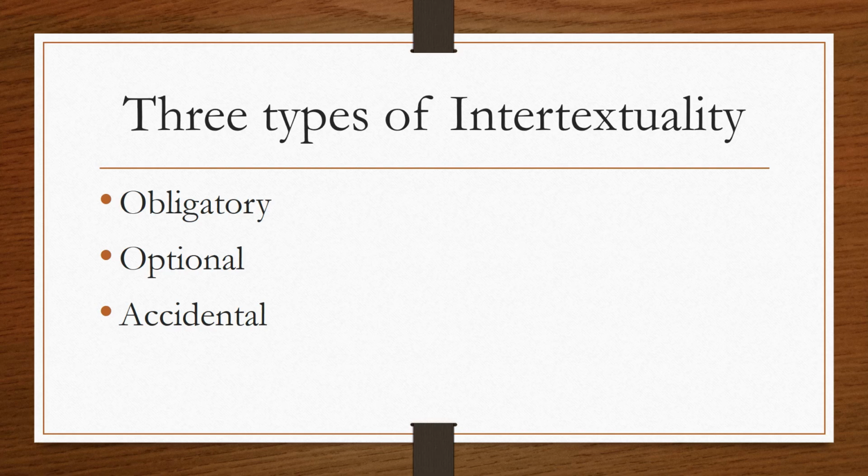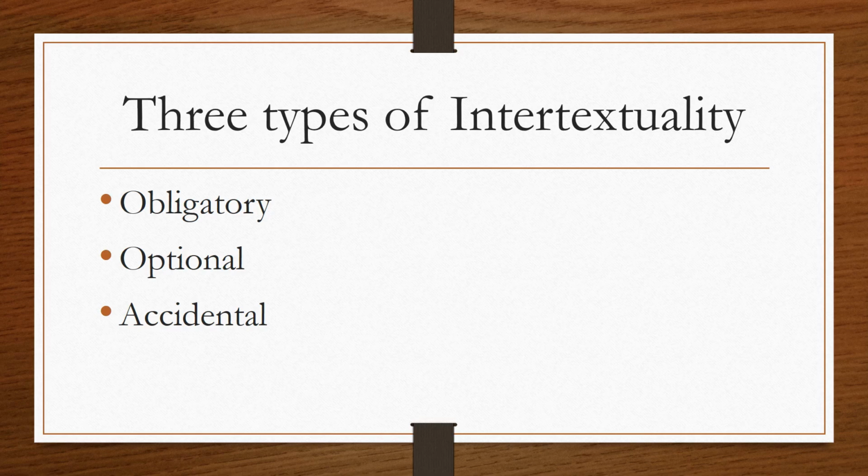So therefore, we find that as far as intertextuality is concerned, it makes an author borrow and transform a prior text. And what a reader does is make a reference to one text in reading another text. So we have three types of intertextuality. One is obligatory, the second one is optional, and the last one is accidental.